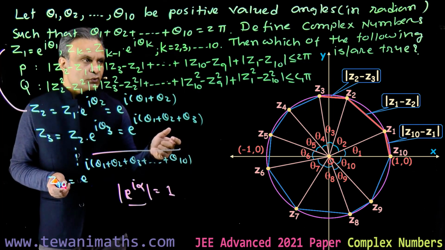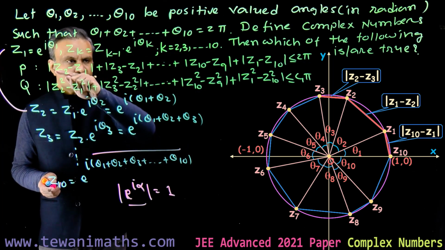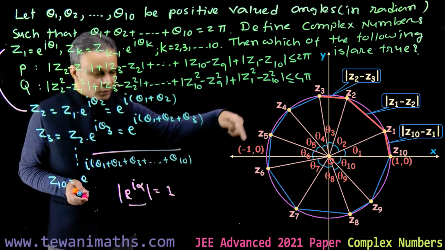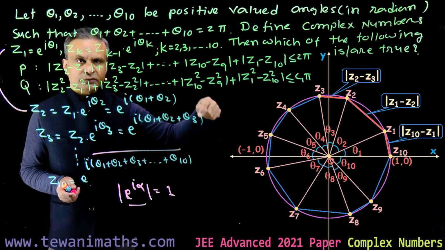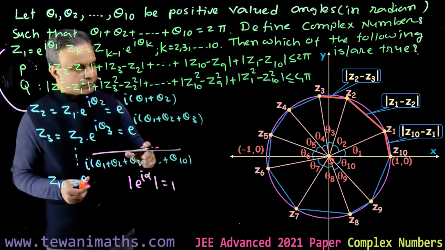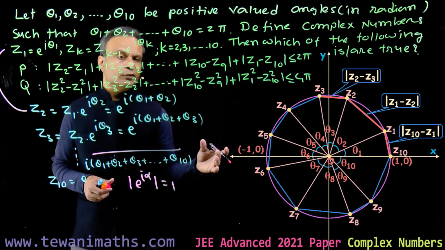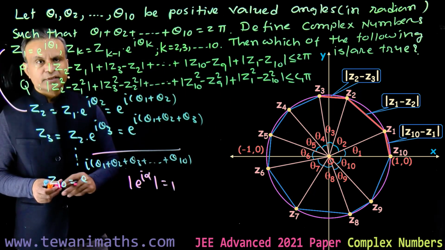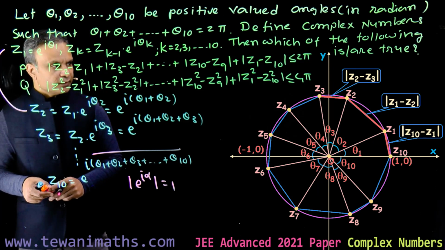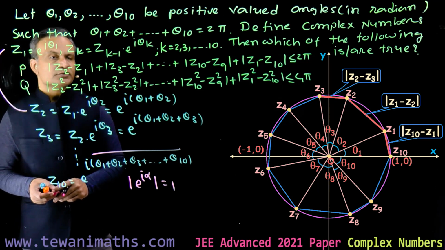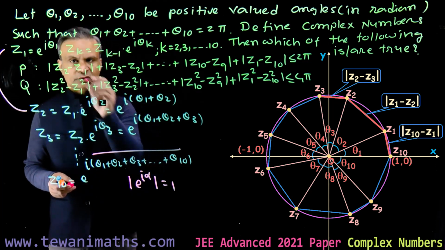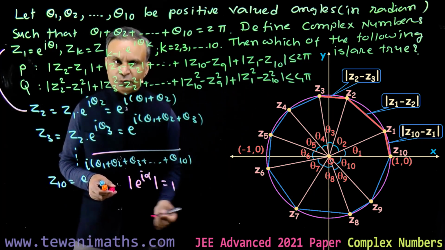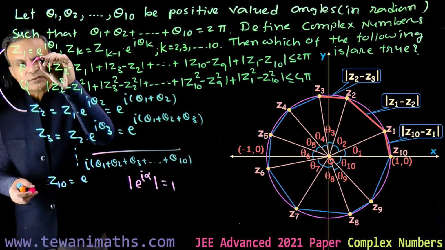So this is the sum of lengths of all these chords. There are 10 chords. Then definitely the sum of lengths of all these chords will be less than or equal to the perimeter of the circle inside which this polygon is inscribed. The perimeter of this circle is 2 pi because its radius is 1. So this sum will be less than or equal to 2 pi. So statement P is true.